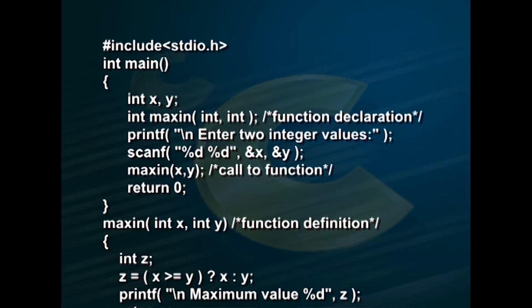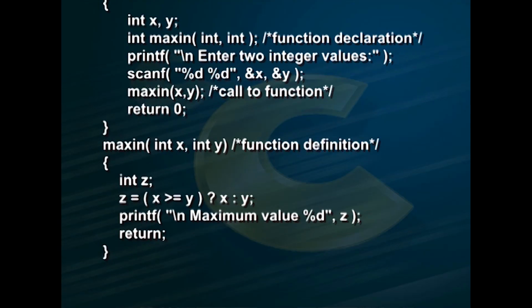In this program, within main, int main, we are declaring a function int maxin within braces int, int, and reading two integer values x and y, and a call to function maxin x, y. Return 0. Then a function definition maxin int x, int y, within the body int z, z is equal to x greater than or equal to y question mark x colon y, then print the maximum value z, return.